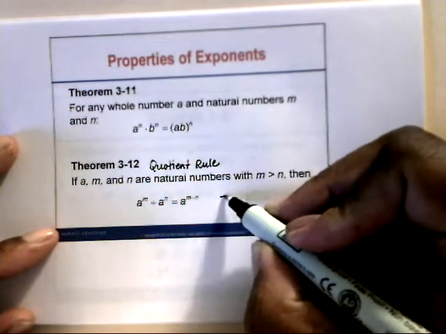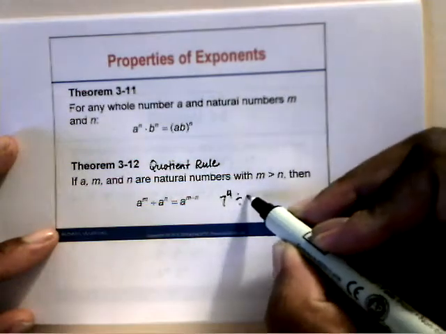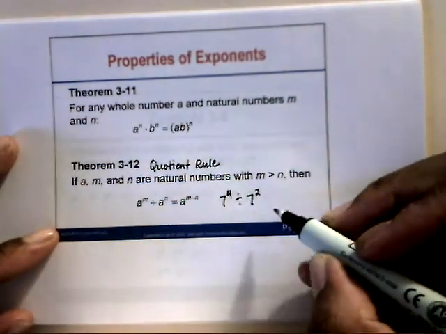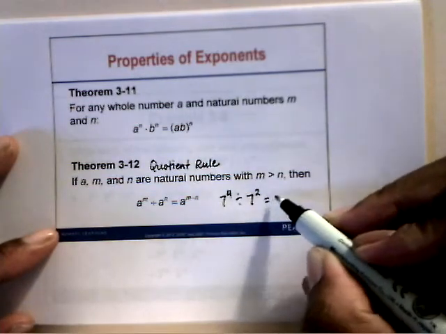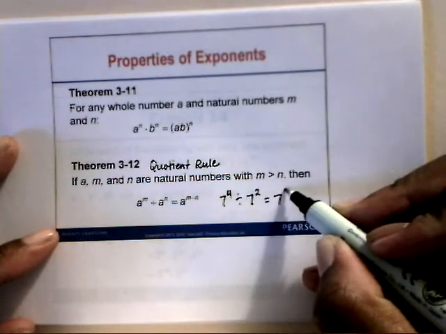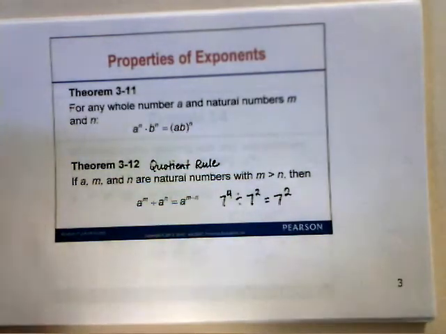So in other words, let's say 7 to the 4th divided by 7 to the 2nd. I'm dividing powers of the same base, so I bring over the 7 and then subtract 4 minus 2, which is of course 2. So it ends up being 7 to the 2nd power.